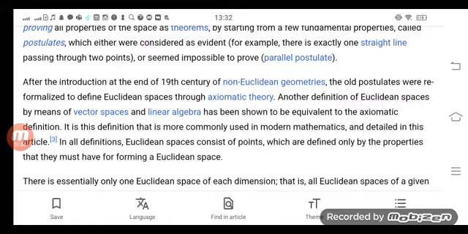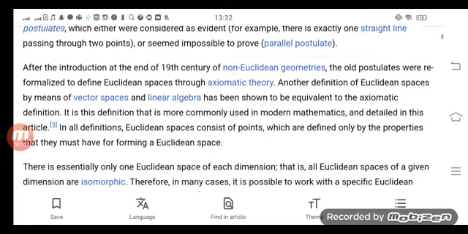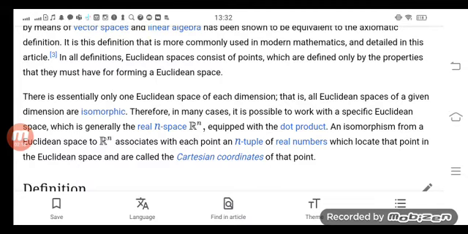In detail, in this article, in all definitions, Euclidean spaces consist of points, which are defined only by the properties that they must have for forming a Euclidean space. There is essentially only one Euclidean space of each dimension, that is, Euclidean spaces of a given dimension are isomorphic.